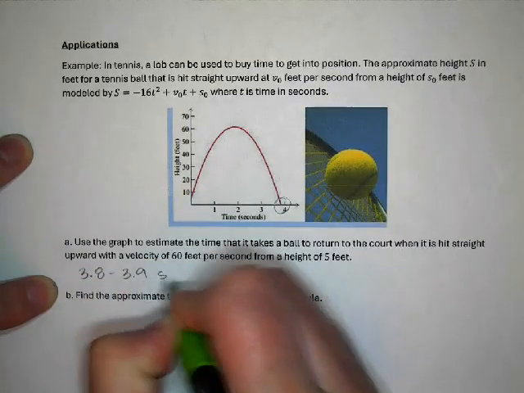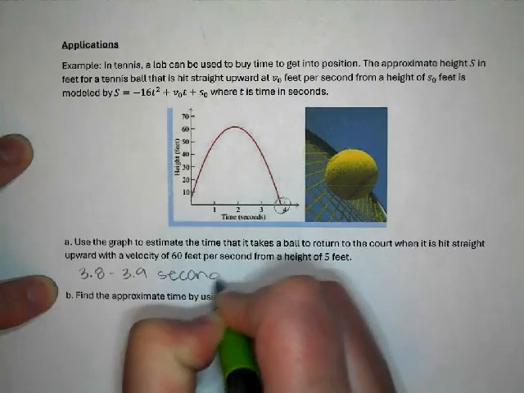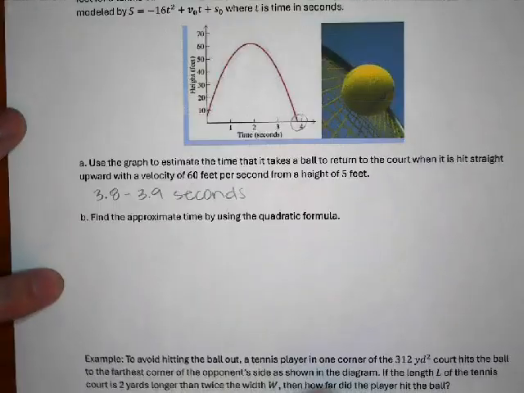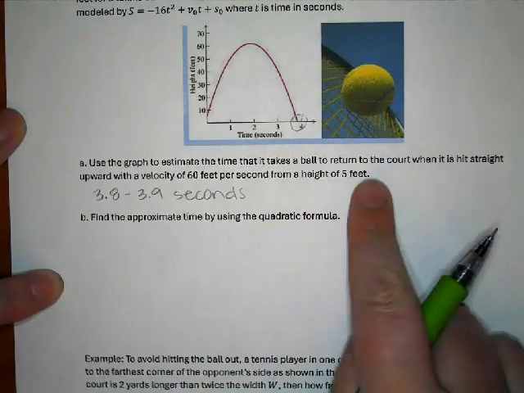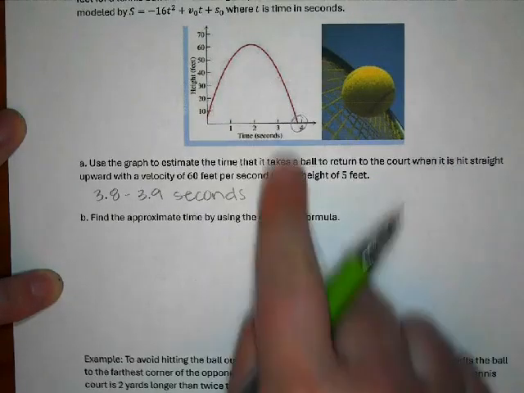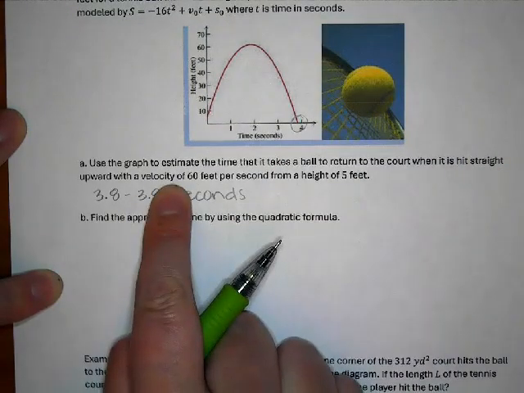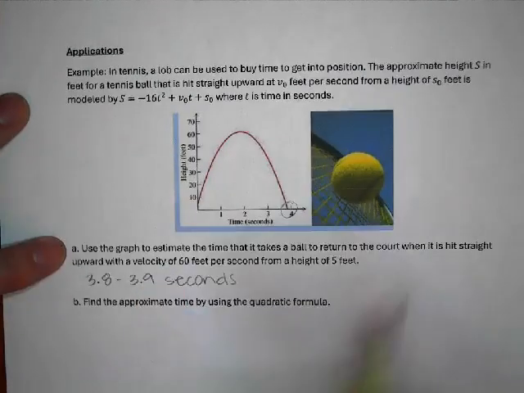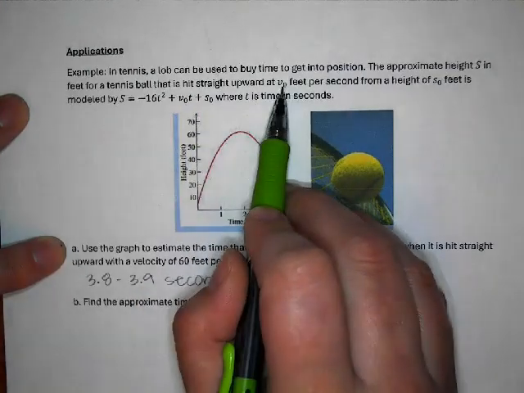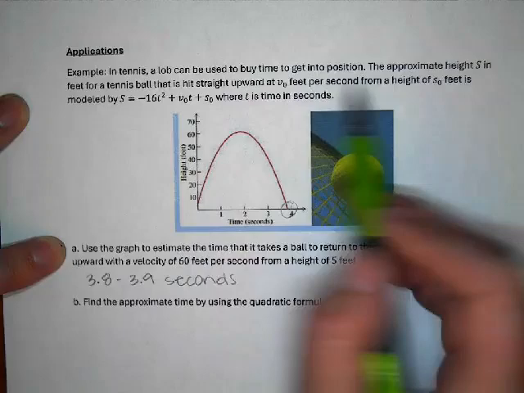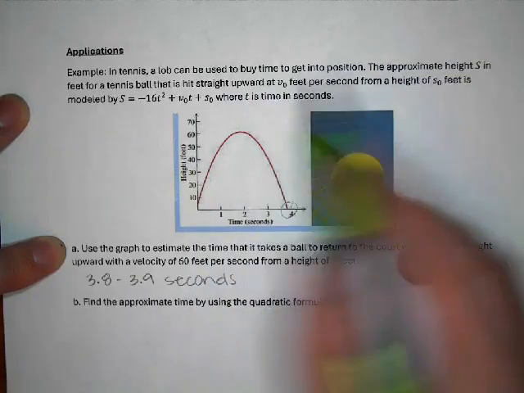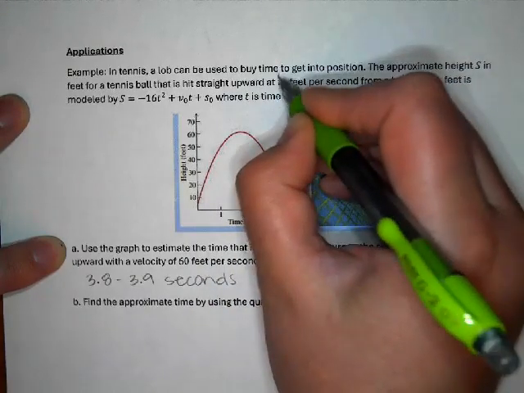And then it gave you some specific information, which we didn't need because we had the graph, but it says if you have a velocity of 60 feet, straight upward, 60 feet per second, that's going to be this value is 60 feet per second. So we're going to put 60 in here. From a height of 5 feet.